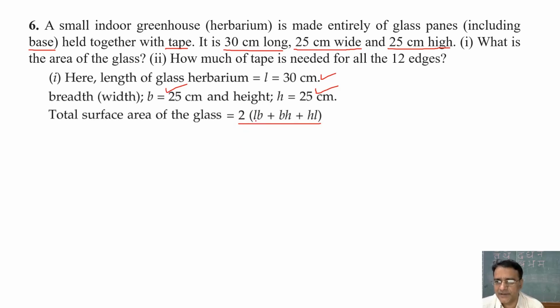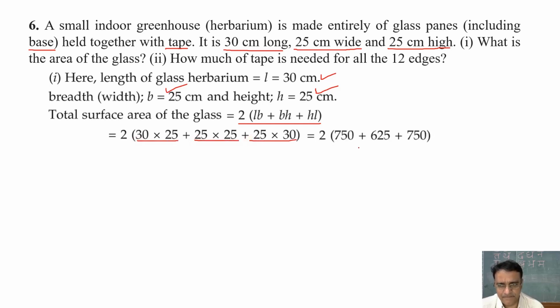Now we'll substitute all the values. So 2 into 30 into 25, this will be 25 into 25 and this will be 25 into 30. So 750, 625, 750. 750, 750, 1500 हो जाएगा. फिर ये टोटल करेंगे तो 2125. If you multiply, what you are getting? 4,250. Right, very good. 4250 centimeter square. So this is the total area of the glass.